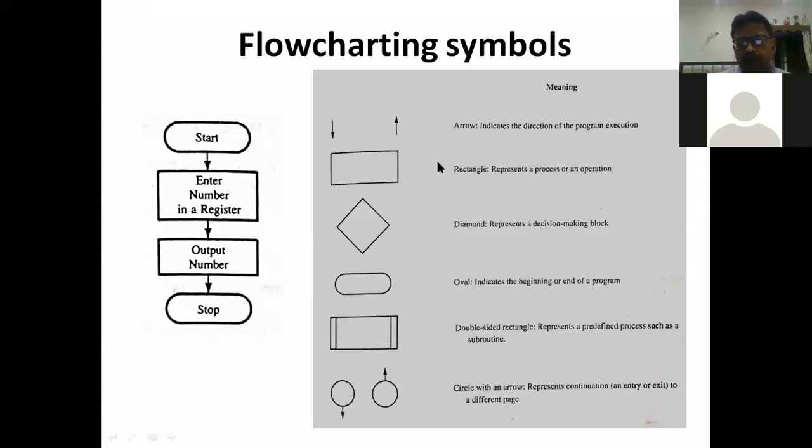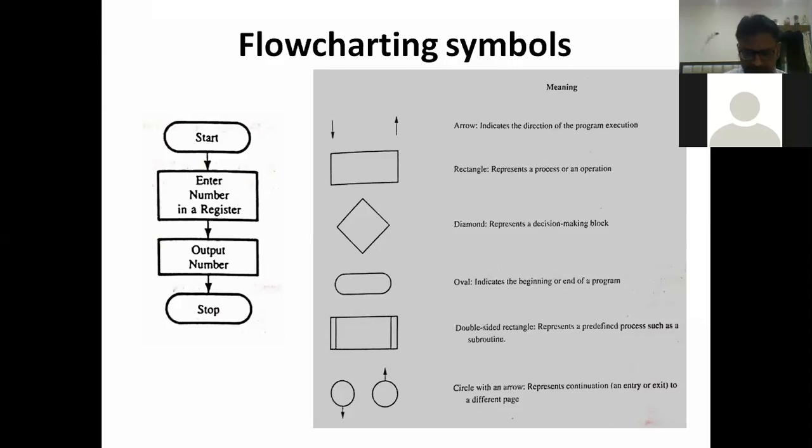So the different flowchart symbols which are being used: the arrows are used to indicate the direction of the program execution. If the direction is this one, it means from the start it will move to this place. Rectangle represents the process or the operation. Diamond represents a decision-making block. Oval shape indicates the beginning or the end of the program. Double-sided rectangle represents the sub-program or the subroutine. And this circle with an arrow represents the continuation of the process.